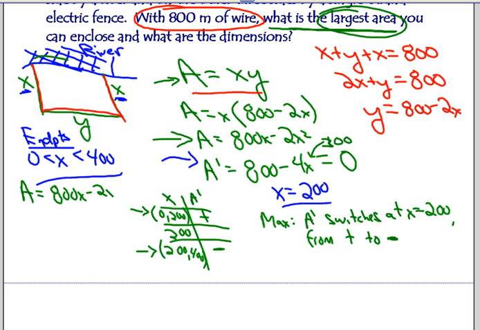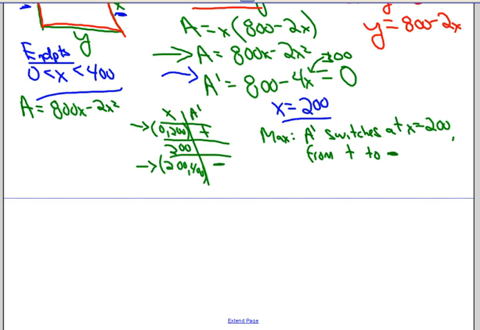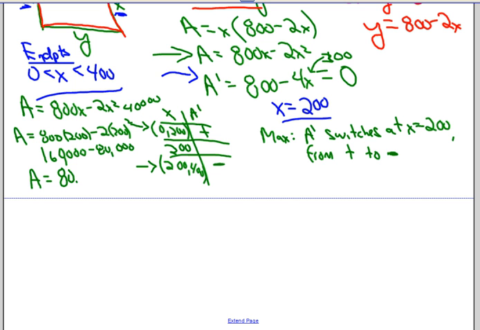800x minus 2x squared. X is 200. So our area will be 800 times 200 minus 2 times 200 squared. 800 times 200 is 160,000. 200 squared is 40,000, times 2 is 80,000. So our maximum area is 80,000.